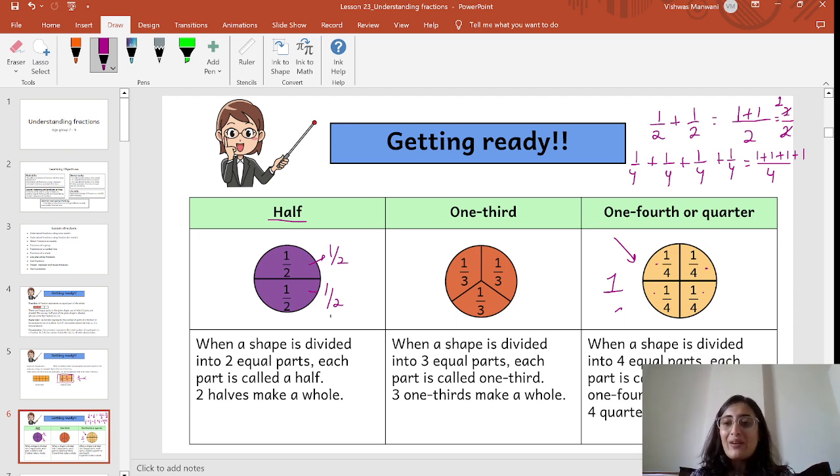Now, whenever the fraction is 1 by 4, it is called a quarter. 1 by 3 is called a third and 1 by 2 is called half. So basically, two 1 by 2s make one full, three 1 by 3s make one full, and similarly four 1 by 4s also make one full.